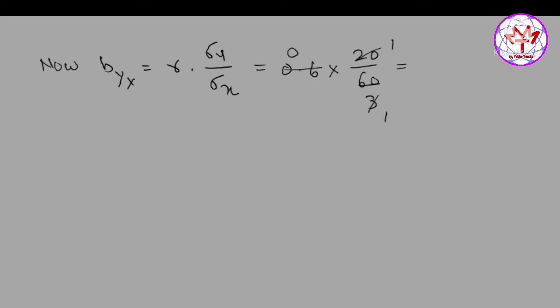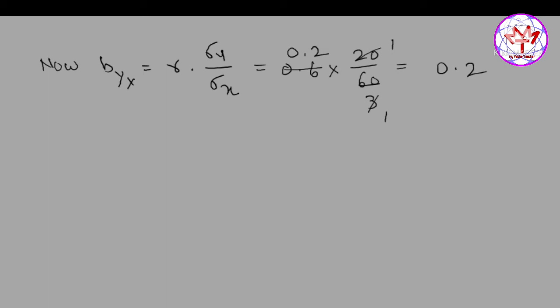Now BYX is equal to R into sigma Y upon sigma X. So let us substitute the values. R is equal to 0.6 into sigma Y. Sigma Y is 20 and sigma X is 60. So we get here 20 ones are 20, 2 3s are 6, so 0.6 into 1 by 3, which is 0.2. So BYX is equal to 0.2.